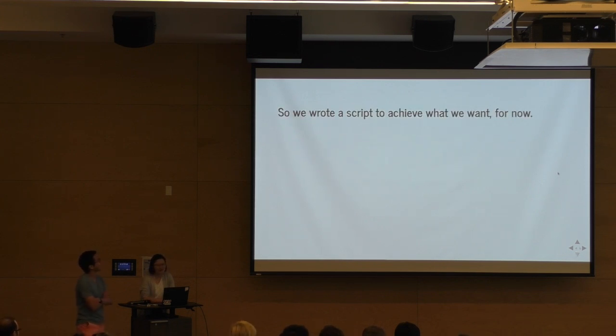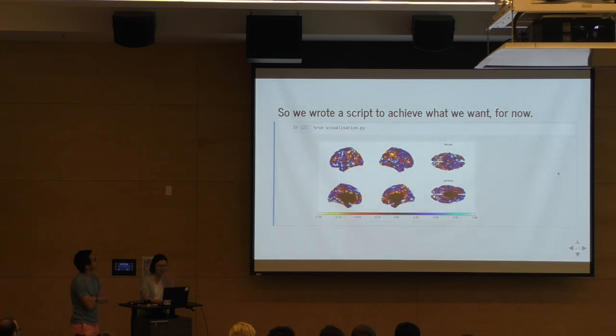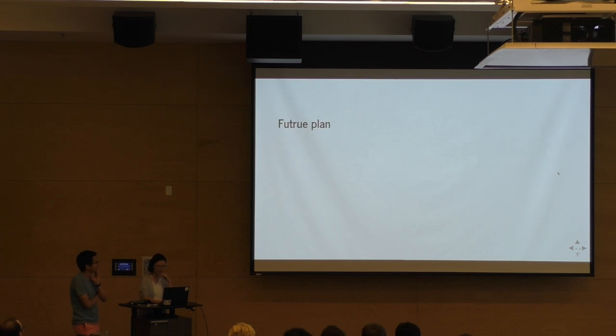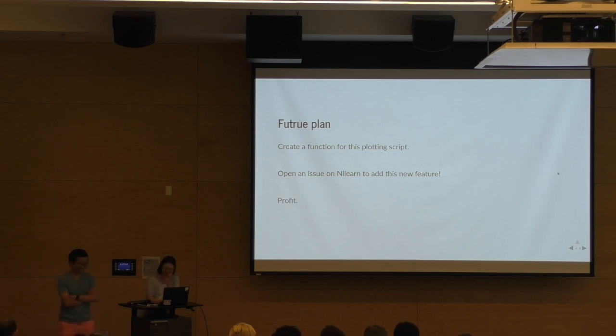So we wrote a script to achieve what we want for now. Because this script is not optimized yet, it takes a bit of time to run, but the result will look like this. This is the data I have for one participant running through the modified HTTP pipeline and plotted on a very low-res surface. So it's kind of working, and the future plan is we're going to create a function for this plotting script and open a new issue on Nilearn to add this new feature. And hopefully, this will lead to profit.